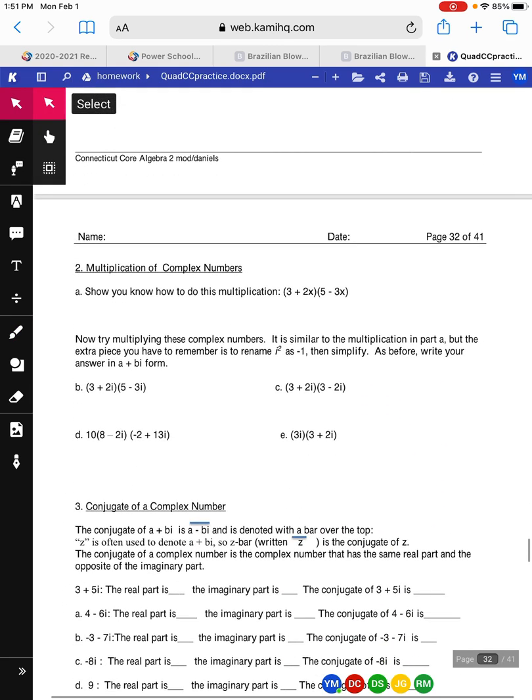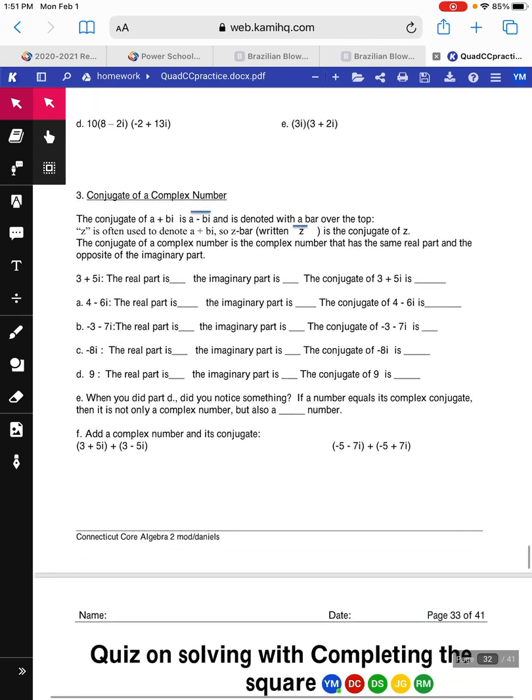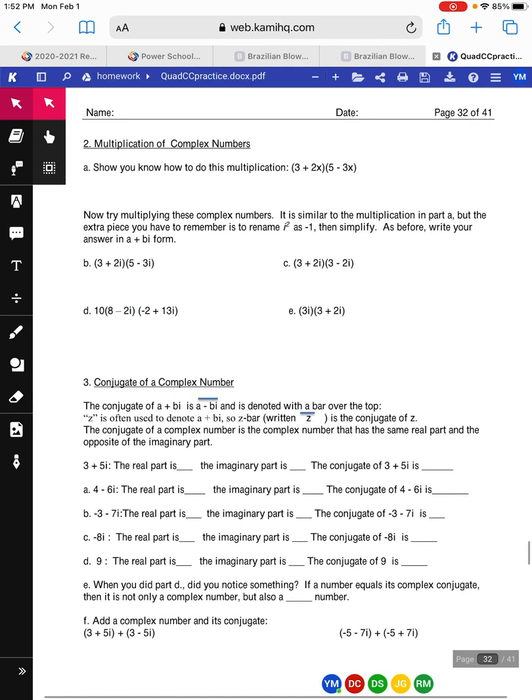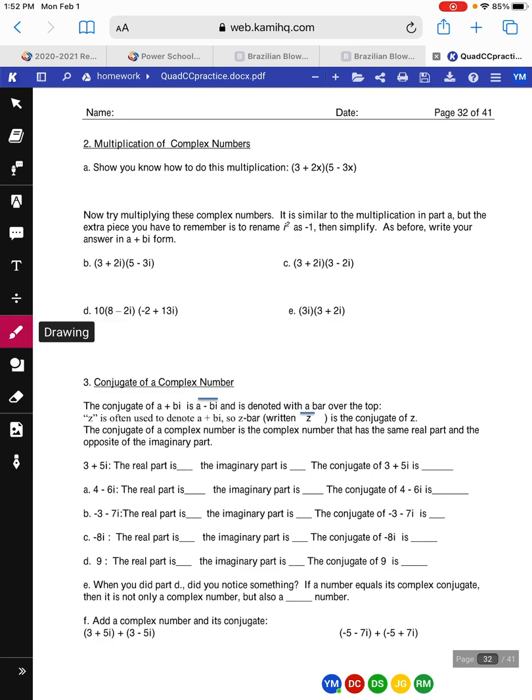I'm going to scroll down to page 32. This is about using multiplication. Okay, so I'm going to do one of them, and then you're going to be required to do this for your quiz. So I'm going to do this one.